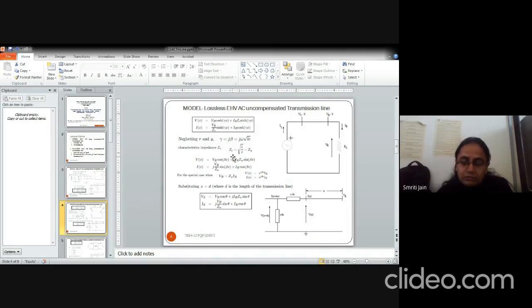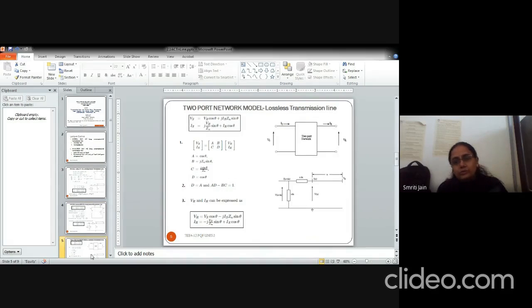So when we talk of a special case, when VR is equal to Zn IR, the load resistance RL is equal to Zn, suppose. So Vx and Ix will be given by these two equations. And now substitute x equal to d. Let us say the total length of the transmission line is d. Substitute x equal to d in these two equations, and you will get the model of a lossless transmission line. So this is the model of a lossless transmission line.